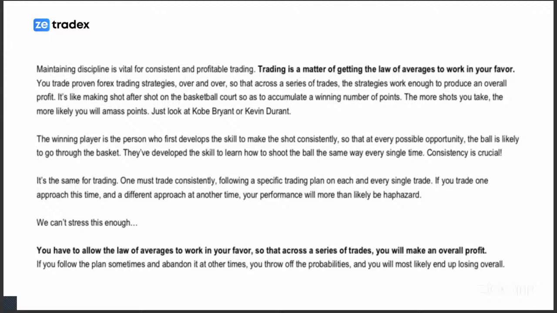One must trade consistently, following a specific trading plan on each and every single trade. If you trade one approach this time and a different approach at another time, your performance will more than likely be haphazard. We can't overemphasize this. We can't stress this enough. Feel me? So you have to allow the law of averages to work in your favor, so that across a series of trades, you will make an overall profit. If you follow the plan sometimes and abandon it at other times, you throw off the probabilities and you will most likely end up losing it all overall.